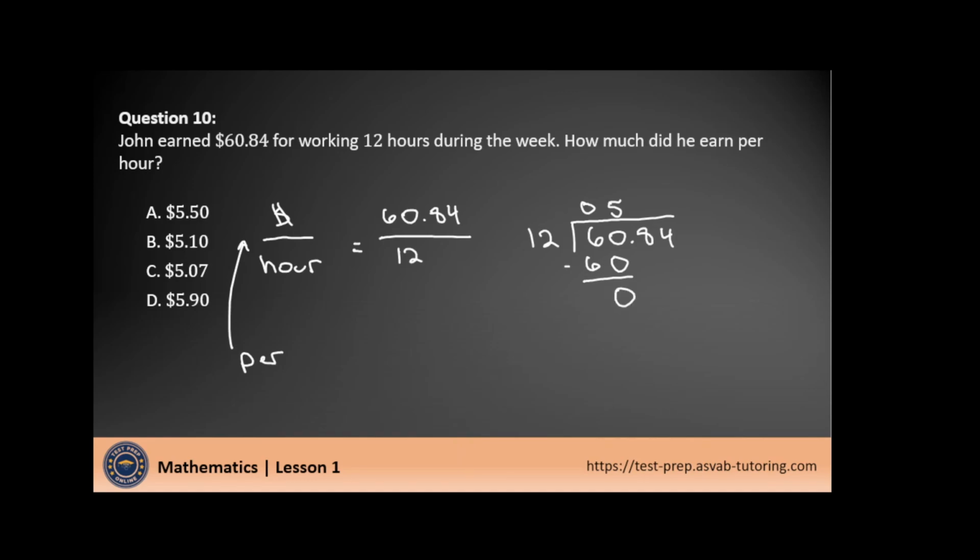Subtract, we get a 0. Bring down an 8. 12 does not go inside of 8, so we have a 0. Bring down a 4. 12 goes inside of 84 7 times, right? 12 times 7 is 84. Subtract. 84 minus 84 is 0. So our answer, once we move the decimal up, is $5.07 per hour.